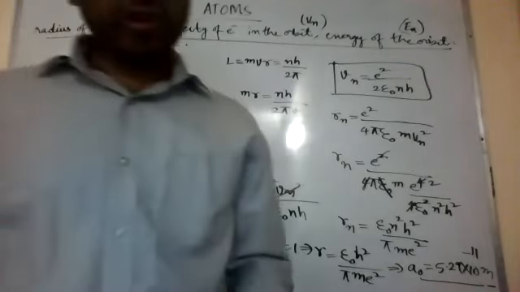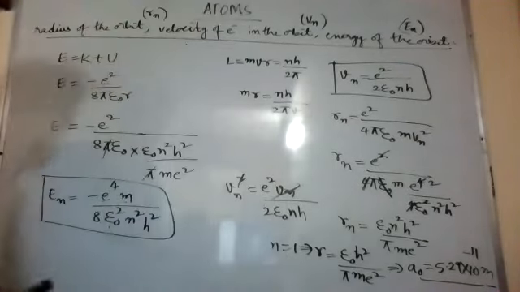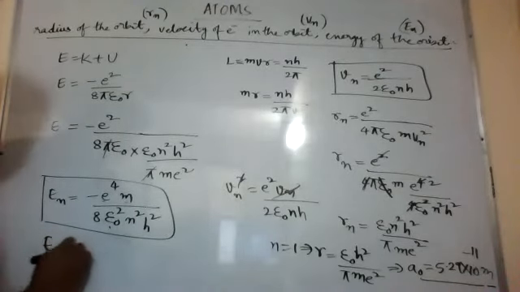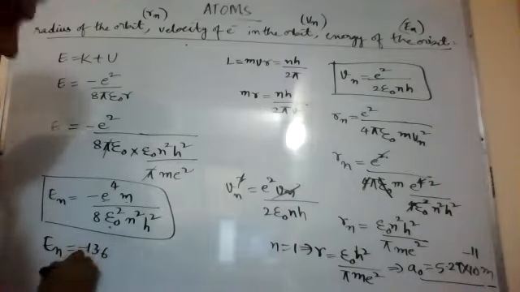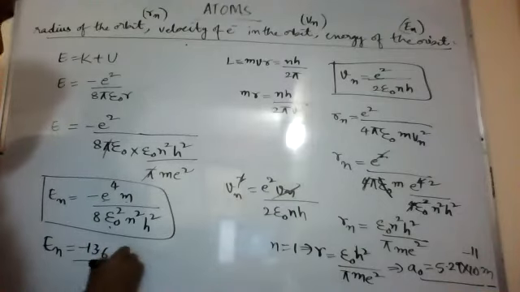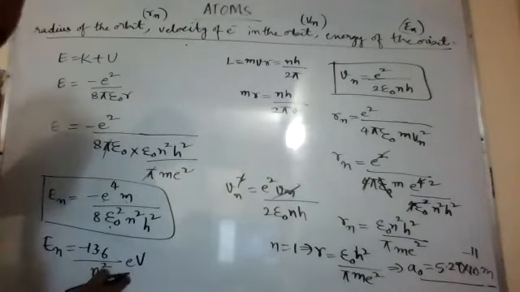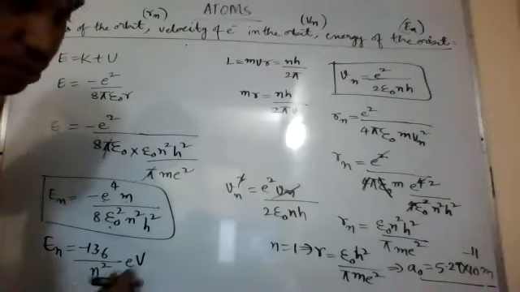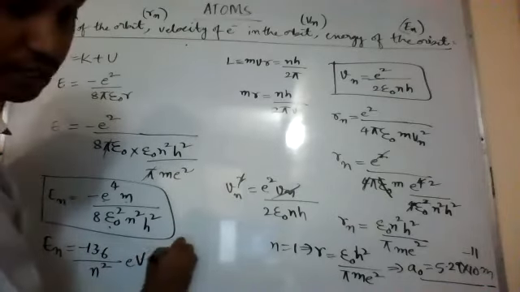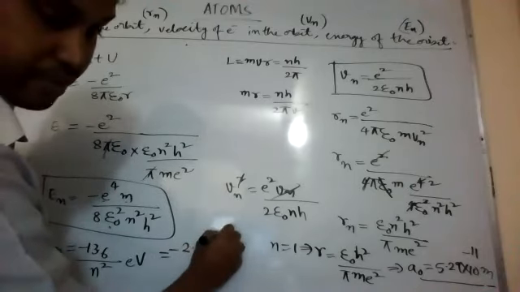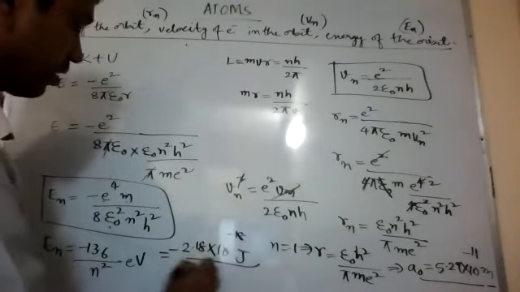Now, so we found out the energy of nth orbit. When we substituted all these values, we got En equal to how much? En is equal to minus 13.6 divided by n square. That is in electron volt. If you want to write in terms of joules, it will be minus 2.18 into 10 to the power of minus 18 joules by n square.